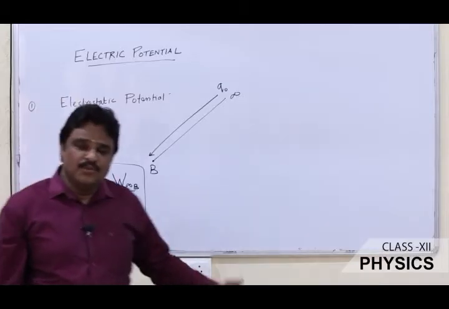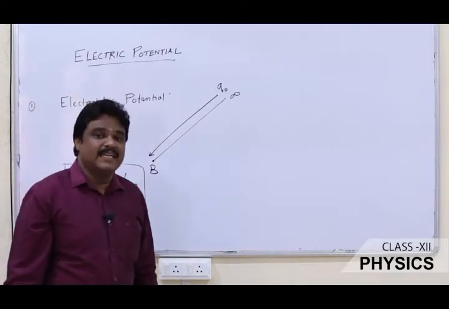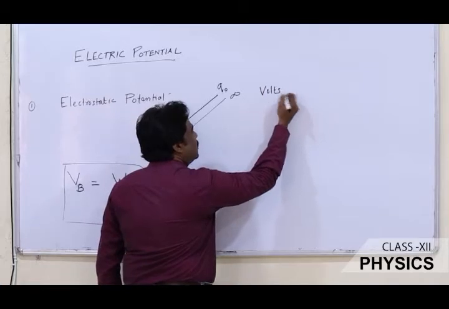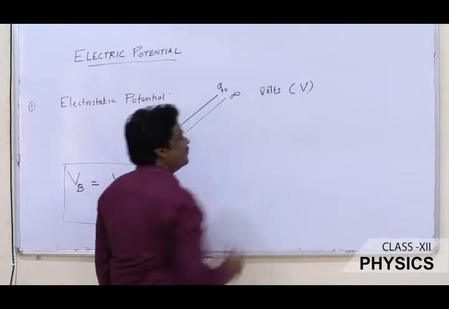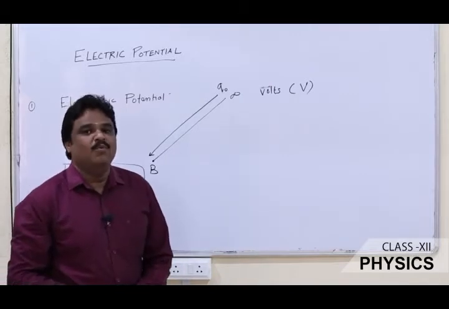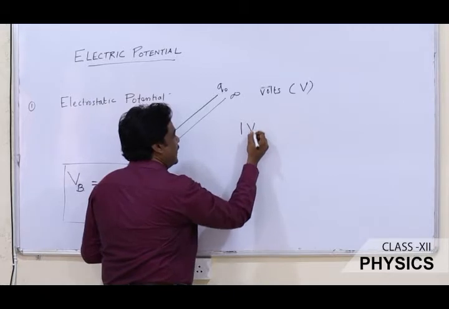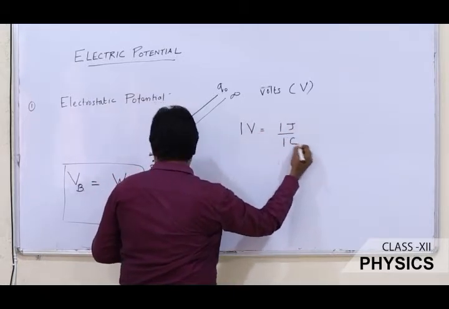Similarly, it is also a scalar quantity, and I am going to define the unit of electric potential. The unit of electric potential is volts, and I am going to give the symbol capital V. Now, how to define 1 volt in this context? 1 volt is 1 joule by 1 coulomb.